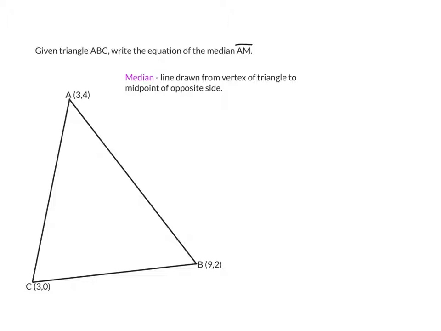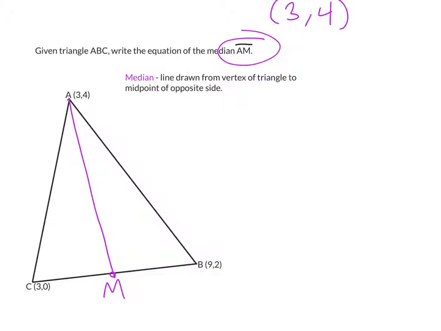So you can actually have 3 medians in a triangle, right? I can draw from any vertex, it just has to go to the midpoint of the opposite side. In this case, since it's labeled as AM, that means my vertex is A, and I'm going to the midpoint of the opposite side, this right here being M. Well, I know one point on the line is 3, 4. I'm going to jot that down. One point is 3, 4, but I don't know what the coordinates of M are.